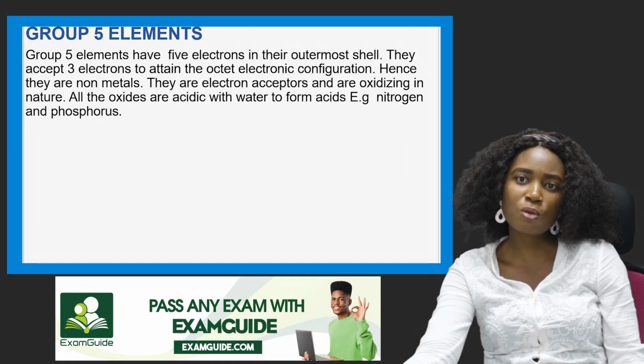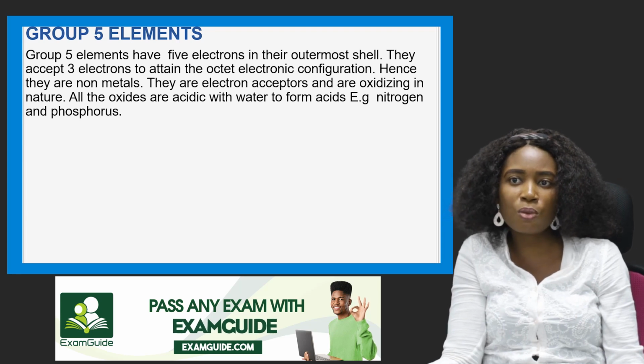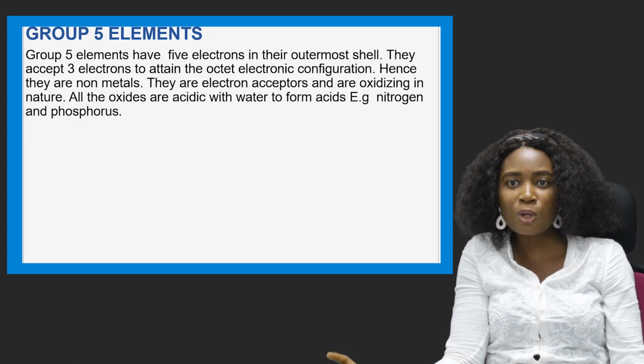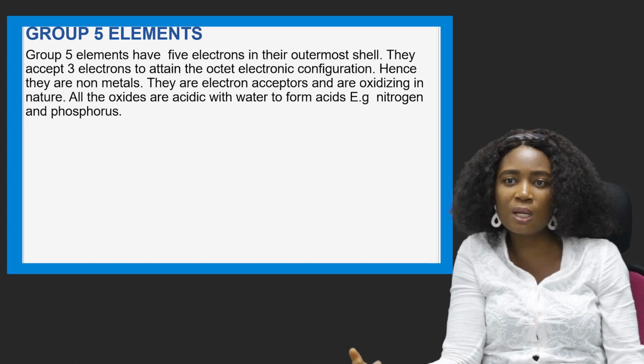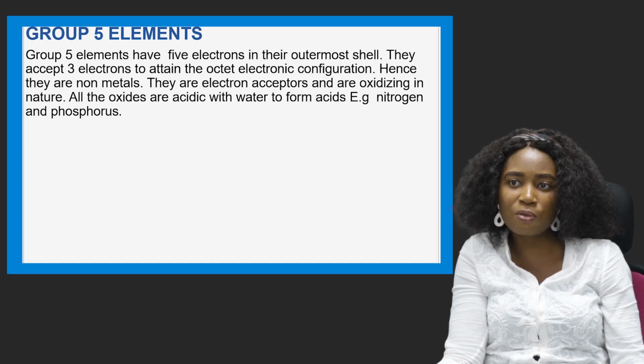We have the group 5 elements. Group 5 elements have 5 electrons in their outermost shell, but they are able to accept 3 electrons to attain the noble gas configuration.